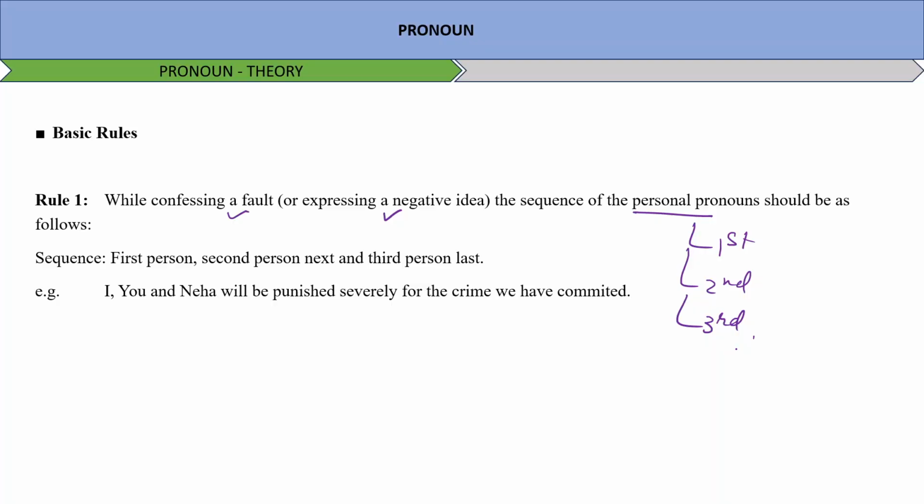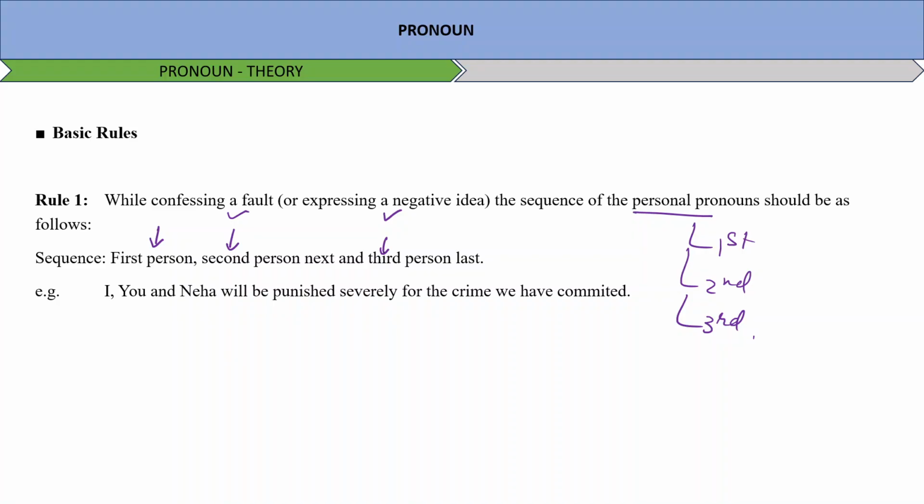So you will always use first person, second person and third person, whenever there is something wrong, negative or confessing a fault. I, you and Neha. See, I is first person, you is second person, the listener. Neha, we are talking about Neha also, so Neha becomes the third person. "I, you and Neha will be punished severely for the crime we have committed." So this sentence is definitely having a confession, a fault, something negative. So we will use it like this: first, second, and third.